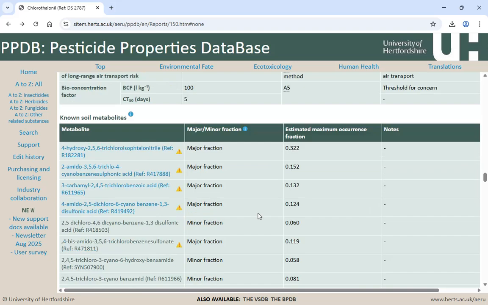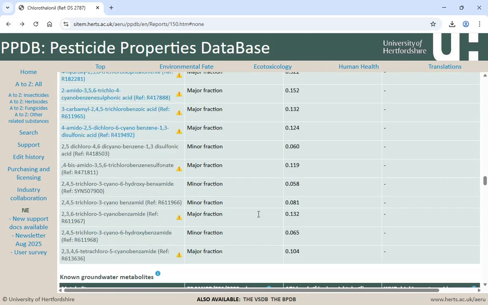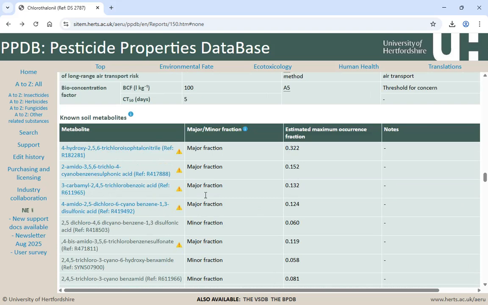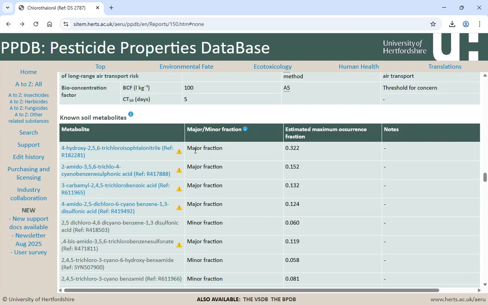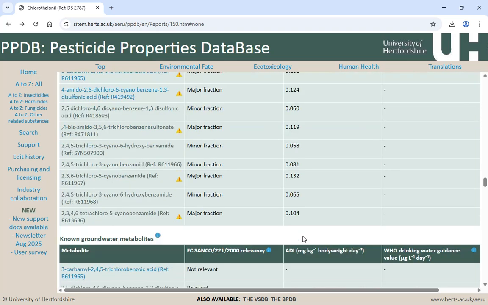Then we come down to a section on metabolites, where they're split between soil metabolites and groundwater metabolites, and where they exist in the database there'll be links through to them, so you can just go directly through, as we can see there. And again, it's got the information of whether it's a major or minor fraction, and then the estimated formation fraction there as well.